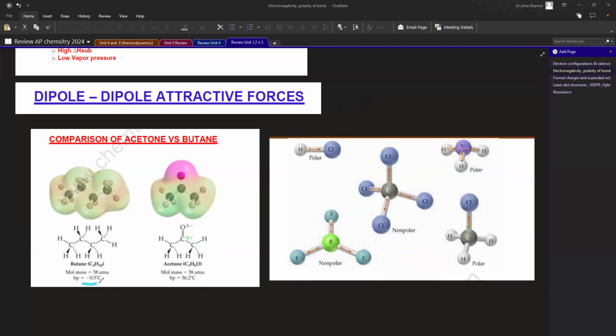This is minus 0.5 degrees Celsius. And this is 56.2 degrees Celsius. So that's about the IMFs, different types of IMFs.